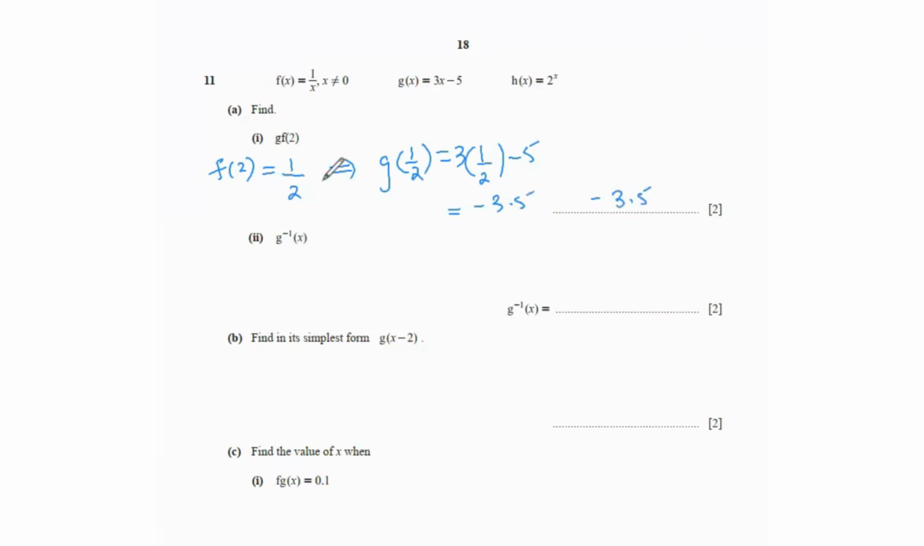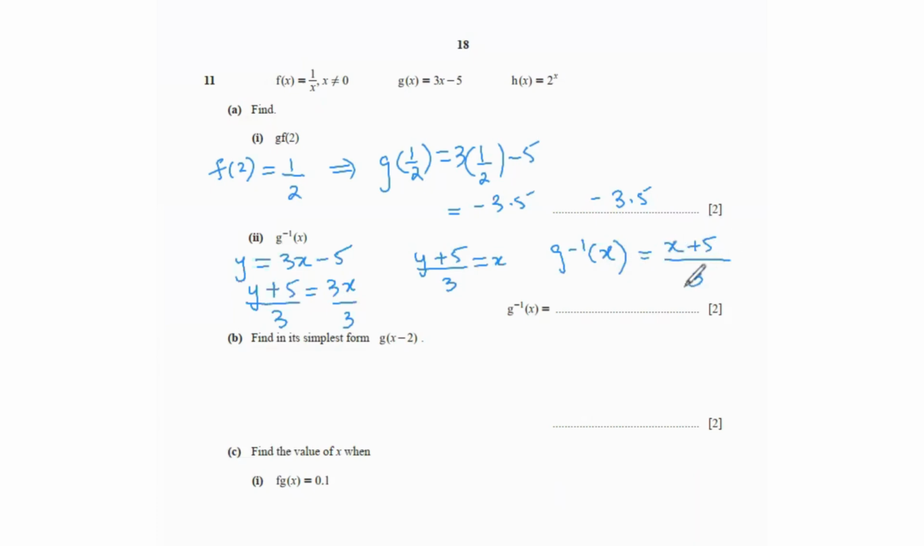This is g inverse of x. So for that, we put the function equal to y equals 3x minus 5. Right now, y is the subject of the equation. We need to make x the subject. So we move 5 to the other side, so it becomes y plus 5 equals 3x. Then we divide both sides by 3. So y plus 5 over 3 equals x. So the last step is to replace the x with g inverse of x and y with x. So x plus 5 over 3 is your inverse.